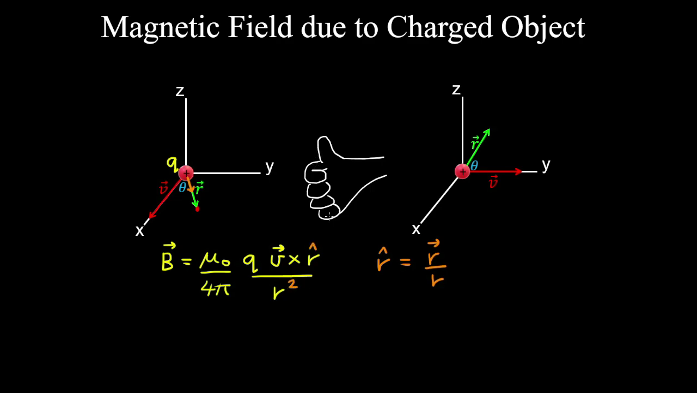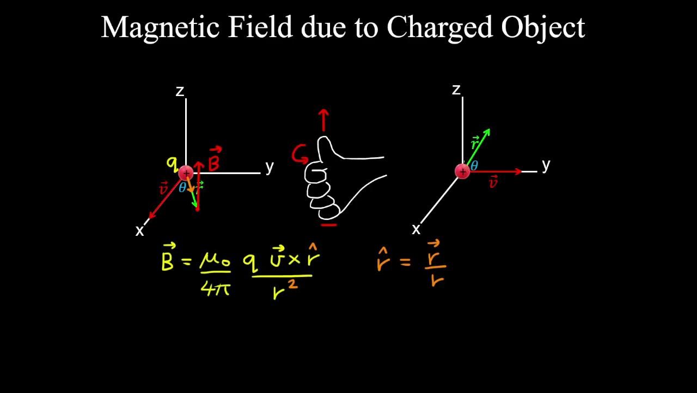So using the right hand rule, if you place the bottom of your hand in the plane of these vectors and curl your fingers from the velocity vector to the position vector, then your thumb points in the direction of the magnetic field. So in this case, the magnetic field would point in the z direction.